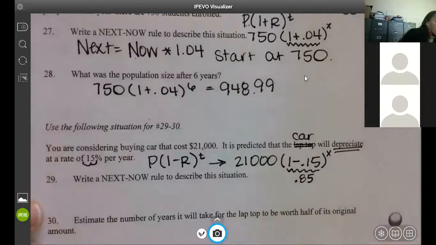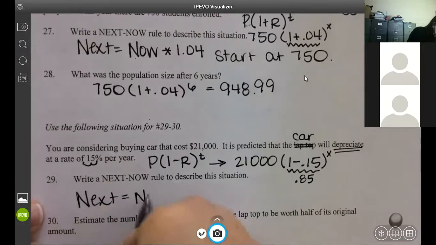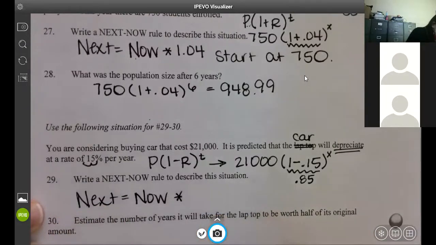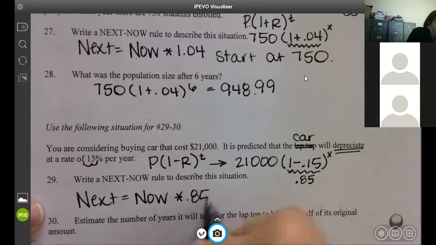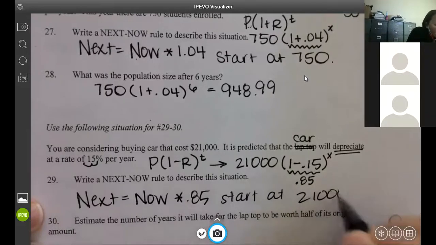0.85. So here's our next-now rule. Next equals now. What's our multiplier? 0.85. Where did we start at? Perfect. 21,000. Perfect. Thank you for answering.